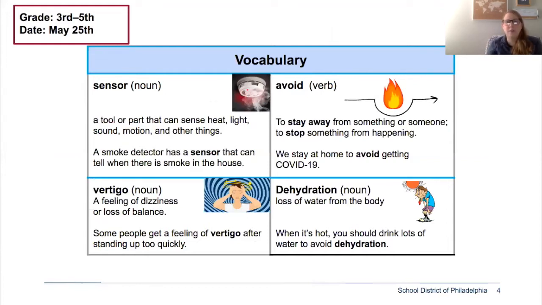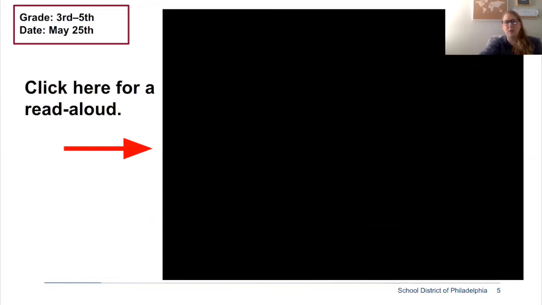So we talked about some vocabulary words like the word sensor. This is a tool or part that can sense heat, light, sound, motion, and other things. The word avoid, or to stay away from someone or something. Vertigo, you have that feeling of dizziness or loss of balance. And dehydration, the loss of water from the body, so your body's not getting enough water.